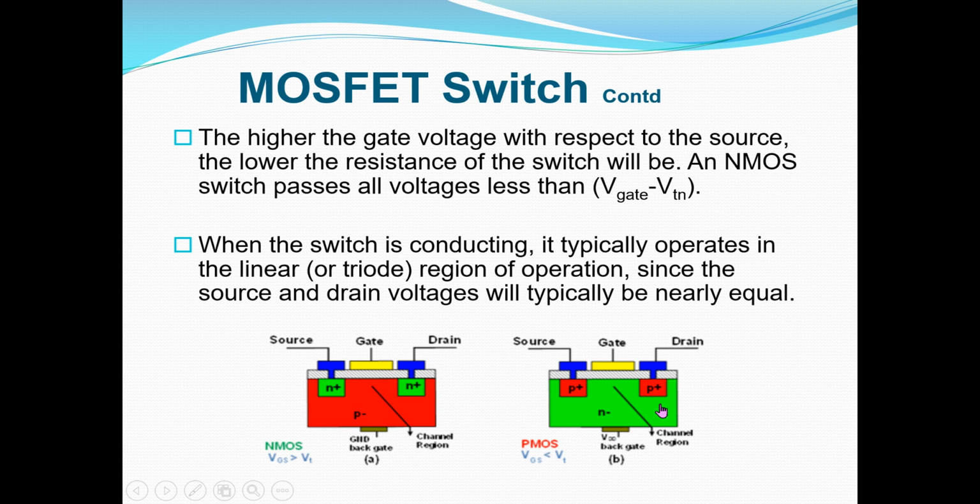Here this is a PMOS type of transistor where VGS is lesser than VT. So the voltage which you apply at the source and gate terminals has to be much greater than the threshold voltage, and only then does the transistor conduction take place.